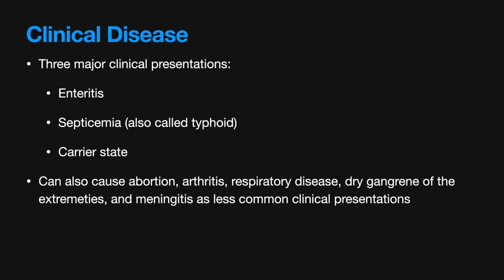There are three major clinical presentations of Salmonellosis across species. They are enteritis, septicemia, and a carrier state. However, Salmonella species can also cause abortion, arthritis, respiratory disease, dry gangrene of the extremities, and meningitis. We are going to primarily focus on enteritis and septicemia for this particular lecture. We will start by looking at enteritis.